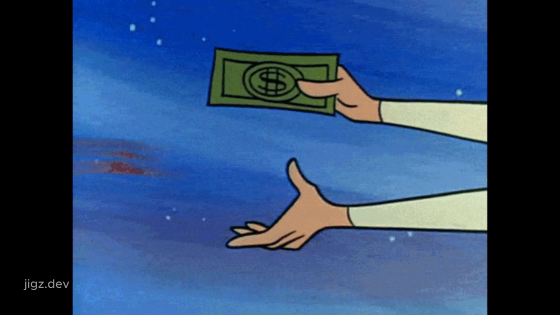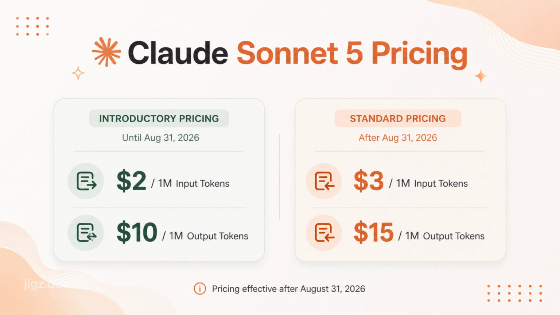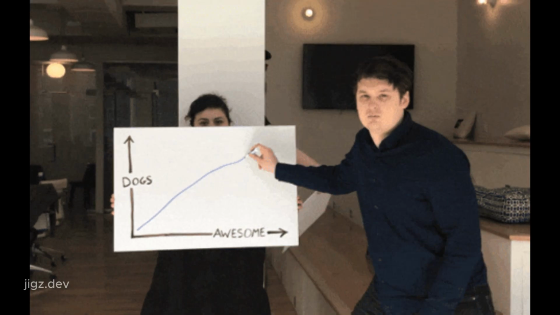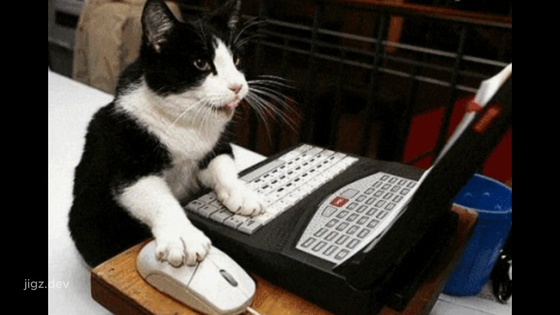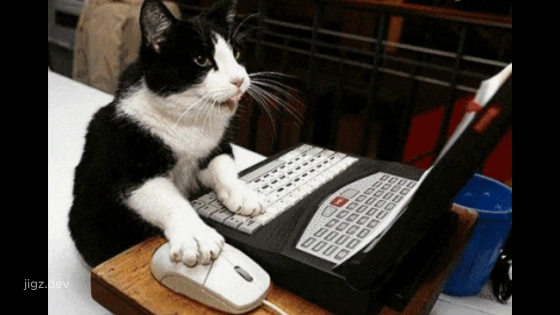Now let's talk about the pricing. Until August 31, 2026, Claude Sonnet 5 is available at an introductory price of $2 per million input tokens and $10 per million output tokens. After August 31, the pricing changes to $3 per million input tokens and $15 per million output tokens. For now, Anthropic has also increased the rate limits across Claude Chat, Claude Code, Cowork, and the Claude platform, so users can properly test Sonnet 5 and the other models.